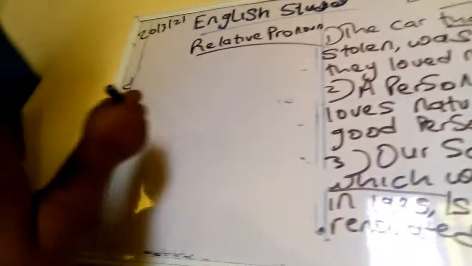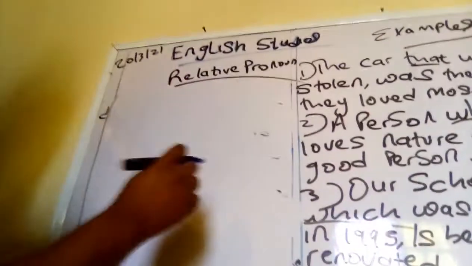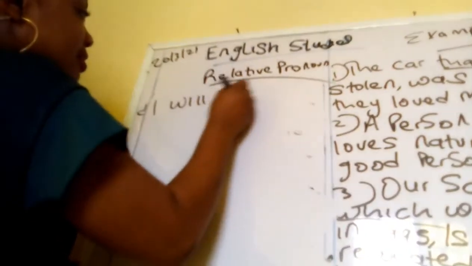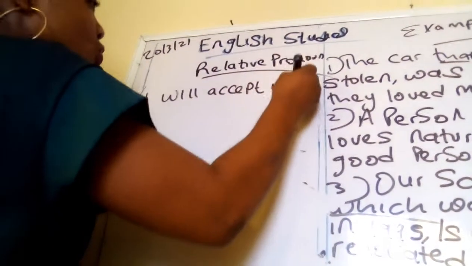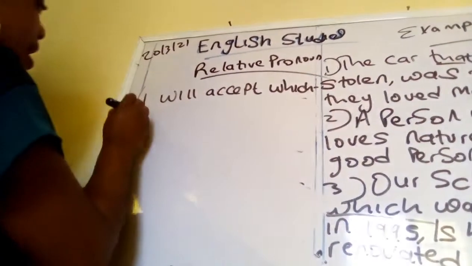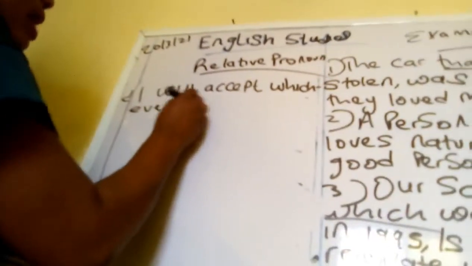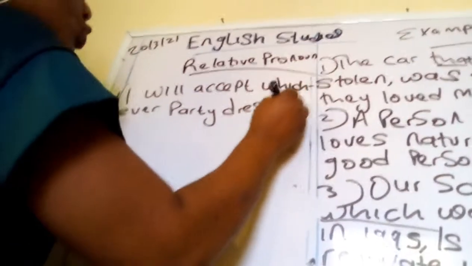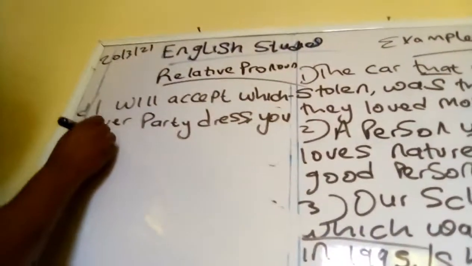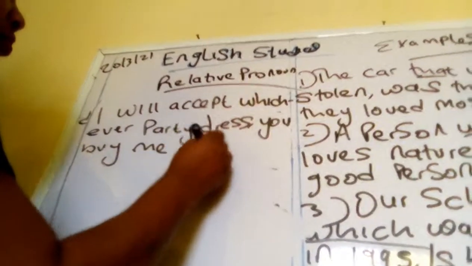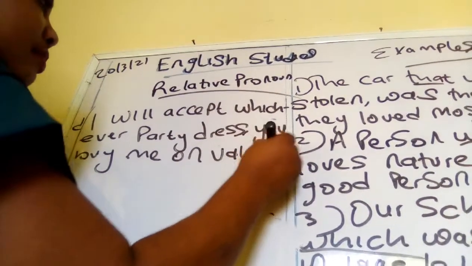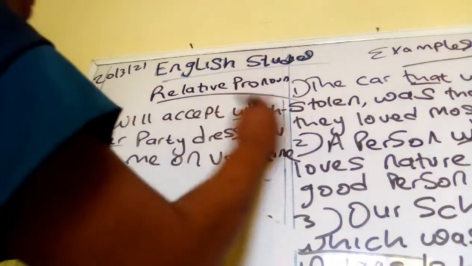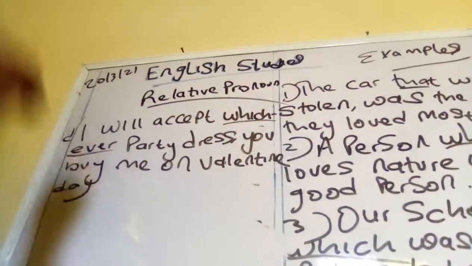Then the last example, I will accept whichever party dress you buy me on Valentine's Day. Whichever is the relative pronoun because it's talking about what?